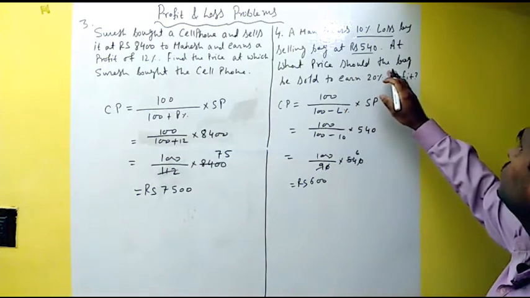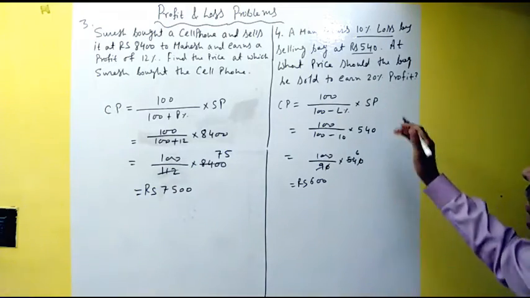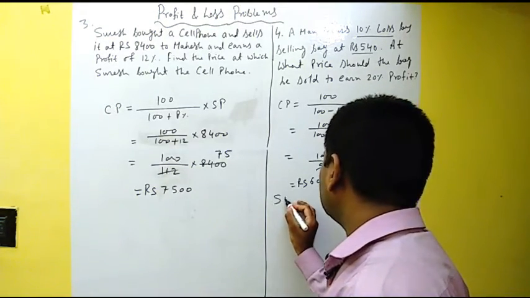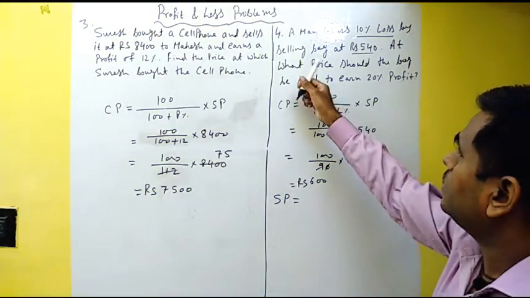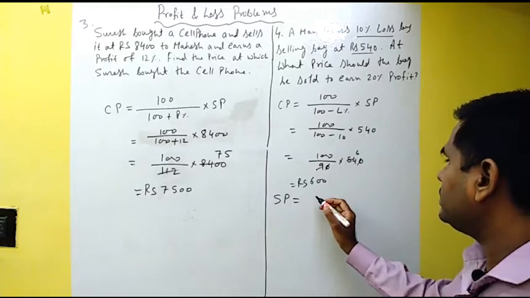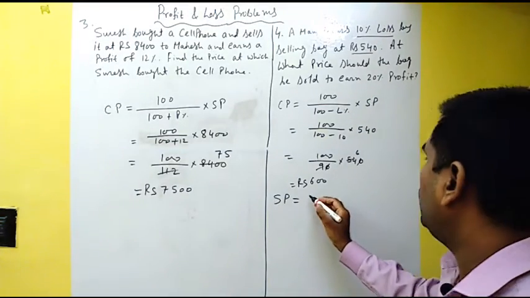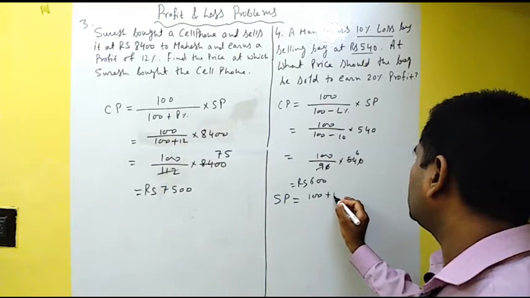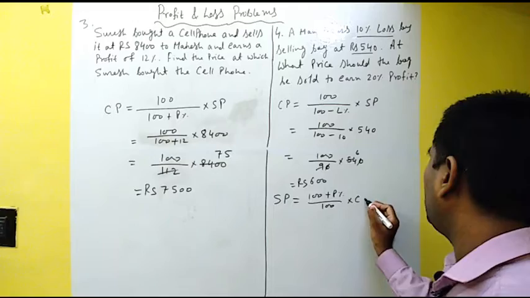Now, at what price should the bag be sold to earn 20% profit? So we have to find now the selling price. In the second part of the question, we have to find the selling price. The selling price formula is, since 20% profit is given, we write here 100 plus profit percent divided by 100 multiplied with cost price.